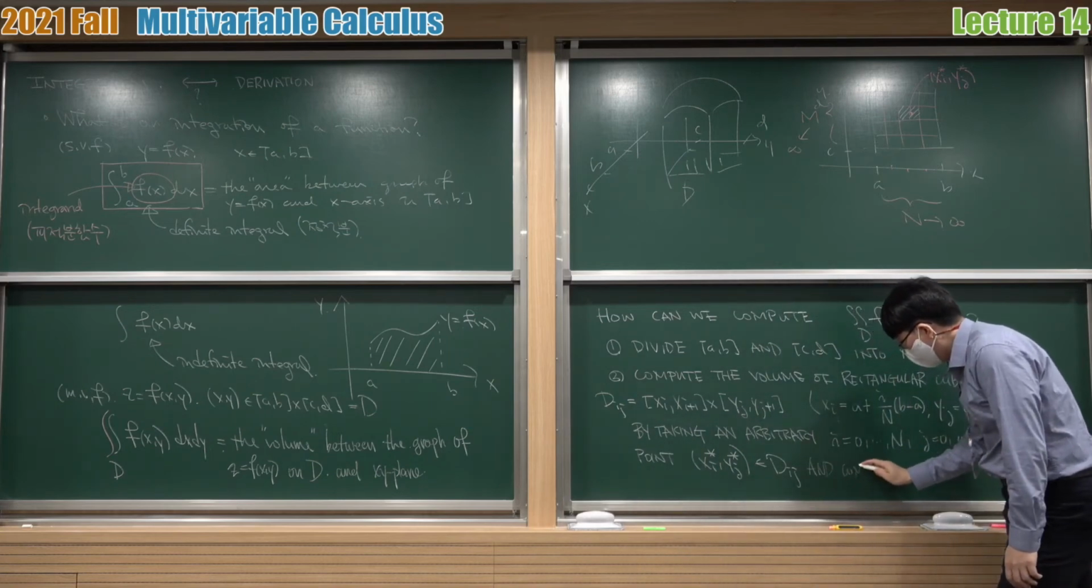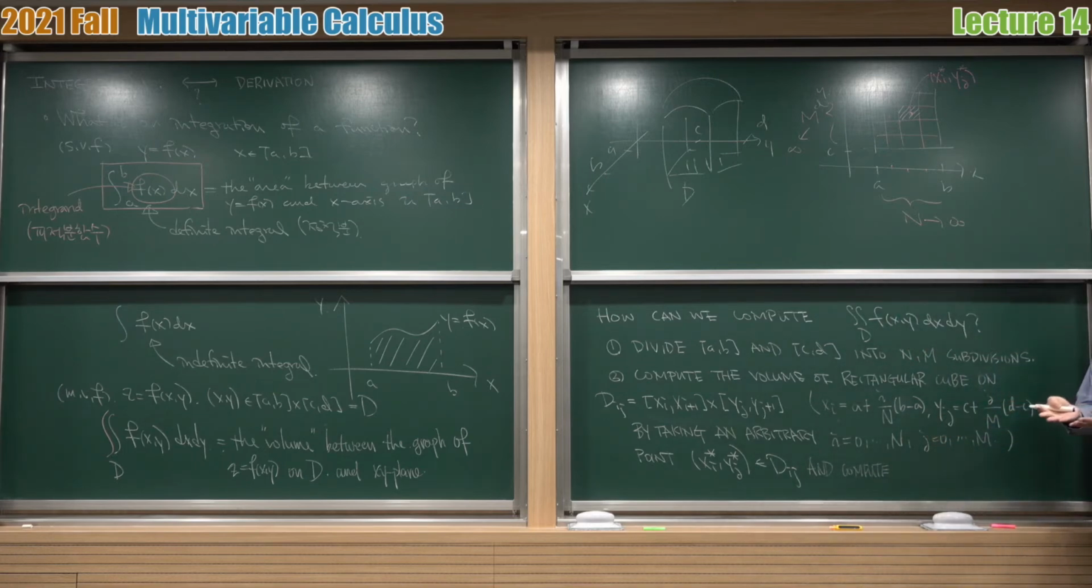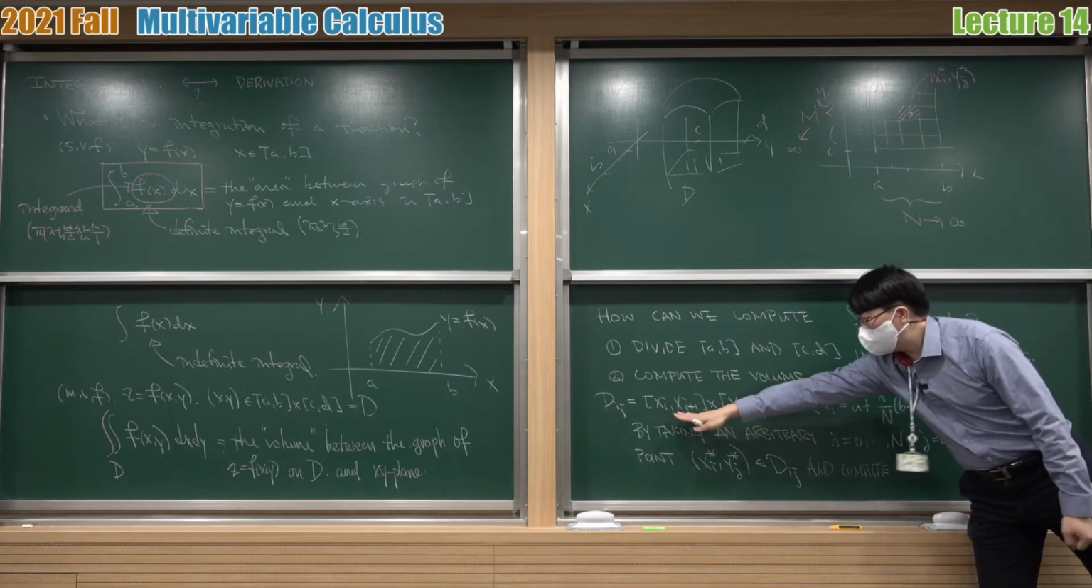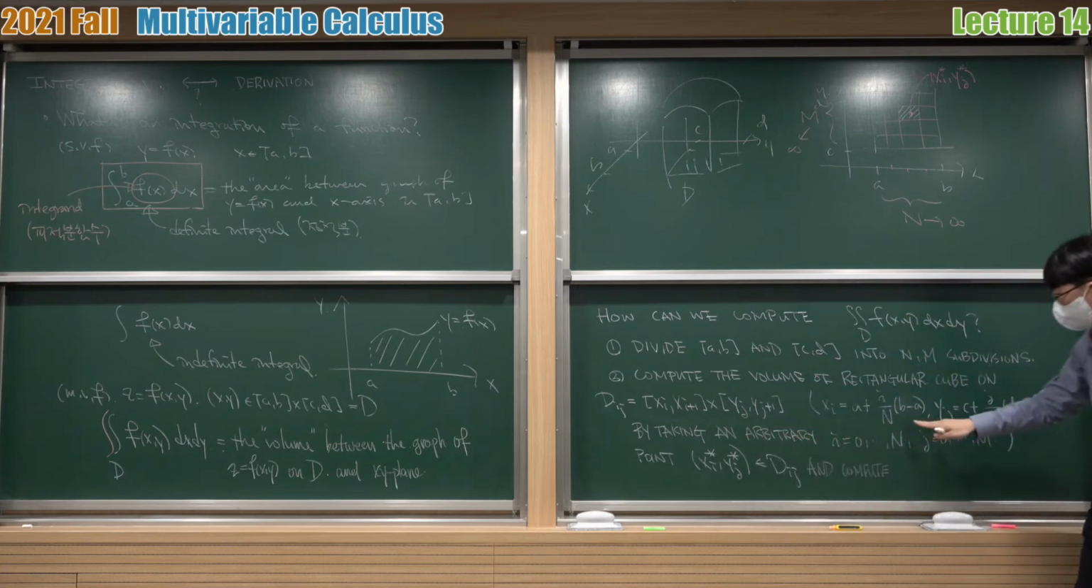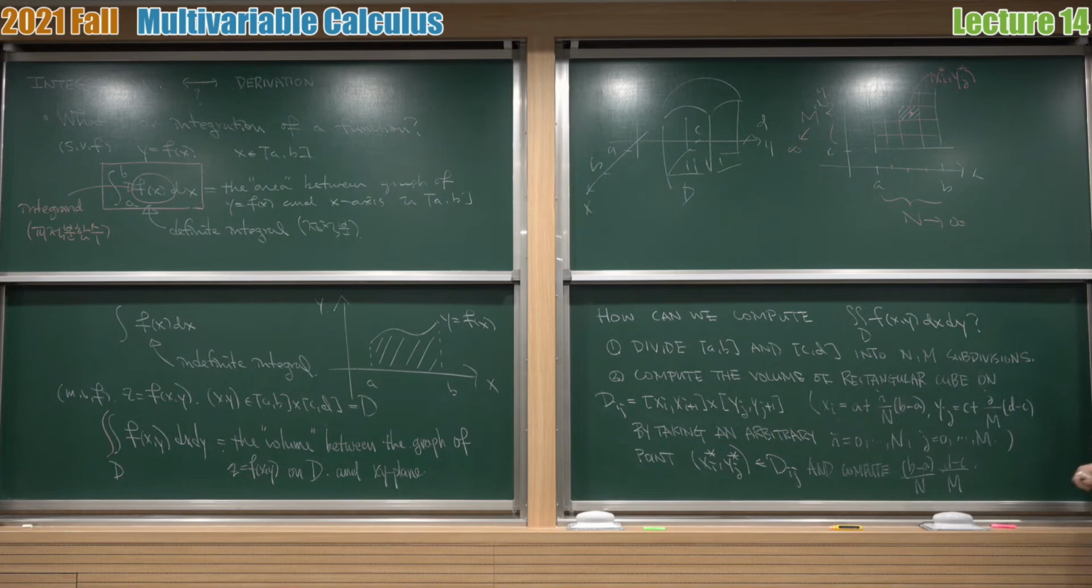And compute. So in order to find the volume of a rectangular cube, you need an area of a bottom, right? So the area of a bottom is the length of this interval times the length of this interval, and these two lengths are (b minus a) over n and (d minus c) over m, right? These two give the area of the bottom part, and then the height is f of xi star and yj star. Okay.